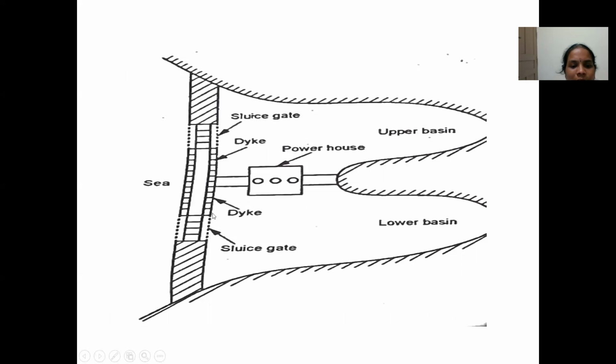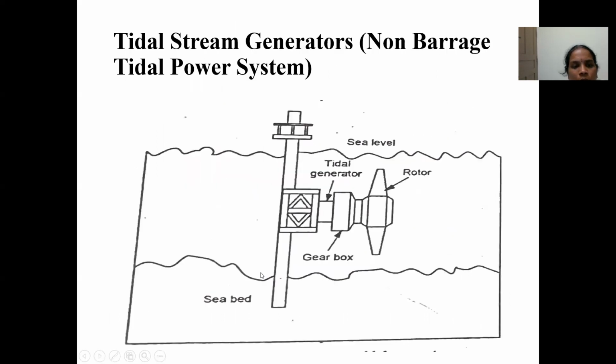Here we can see that there will be a sluice gate, two dikes, and a powerhouse in the middle. The upper basin will be filled, and during the low tide, the lower basin will be opened and the water flows.